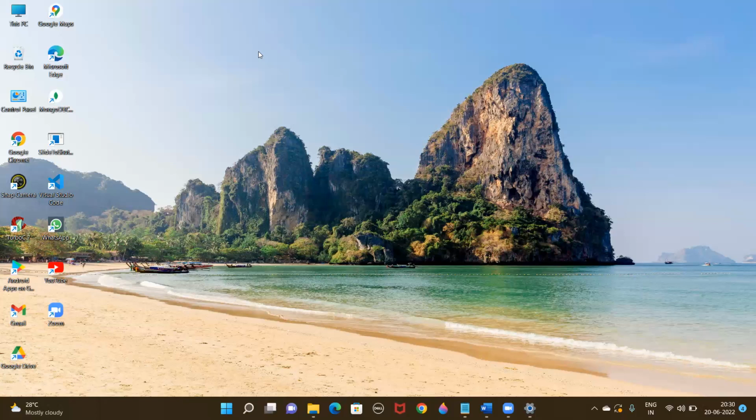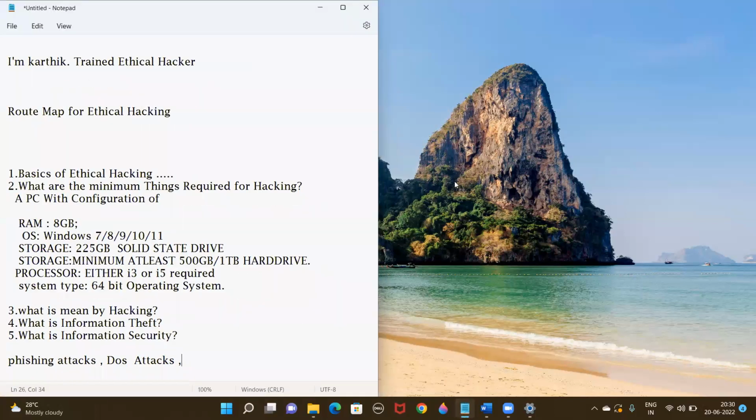We must know some basics before entering into the topic. We must know the road map for ethical hacking. What is ethical hacking, I will explain, and next, what are the minimum things that we actually require for ethical hacking.